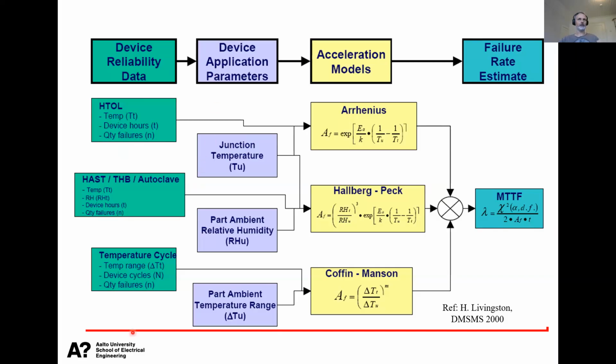So this is what kind of a test we have, and for all of these tests we have a relatively simple acceleration model. As I said already a few times, for the temperature we have the Arrhenius model. For the hot and humid conditions, we have the so-called Halberg-Peck model, which contains the same temperature Arrhenius part, and then something related to the acceleration by relative humidity. And then we have the acceleration factor for these two parameters.